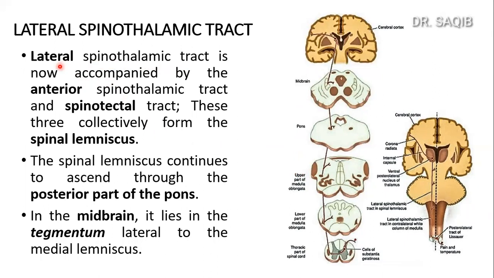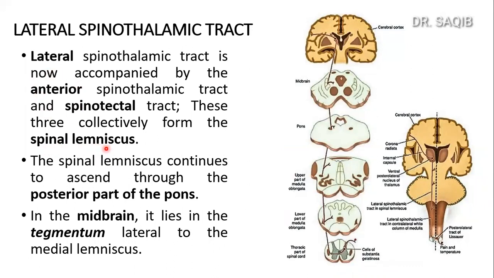The lateral spinothalamic tract is now accompanied by the anterior spinothalamic tract and the spinotectal tract. These three collectively form the spinal lemniscus. Now focus on this spinal lemniscus. Lemniscus is another word for a broader tract. Someone can ask you in the viva, what are the various lemnisci? One of them is the spinal lemniscus; others are the trigeminal lemniscus, the medial lemniscus, and the lateral lemniscus.